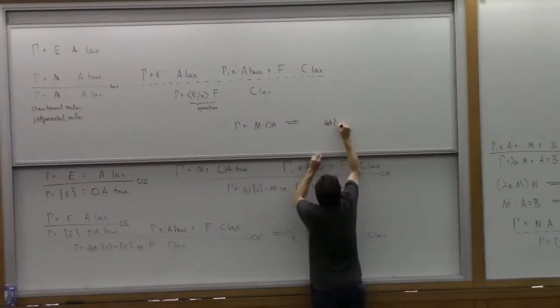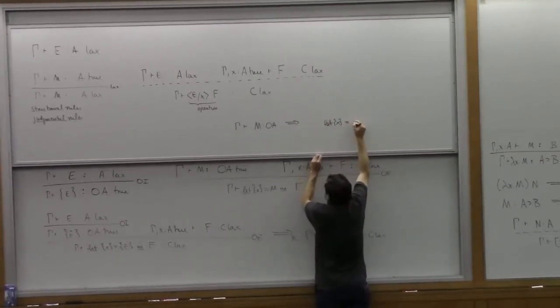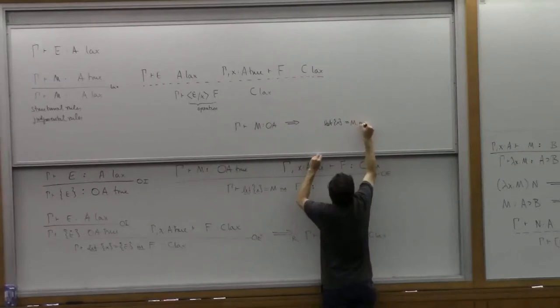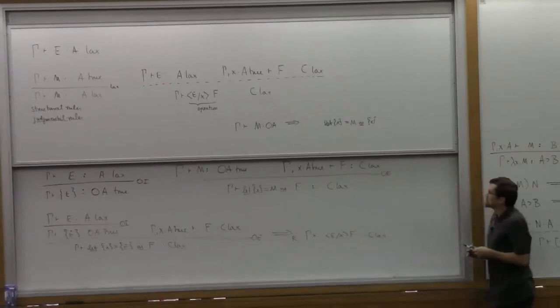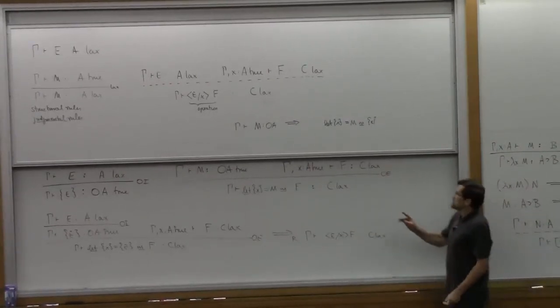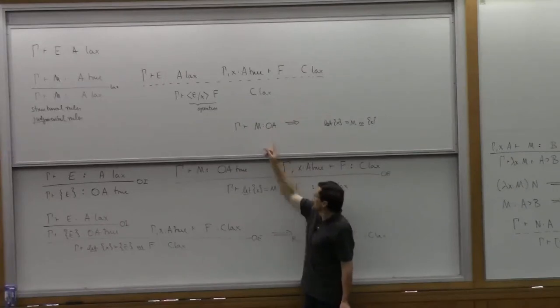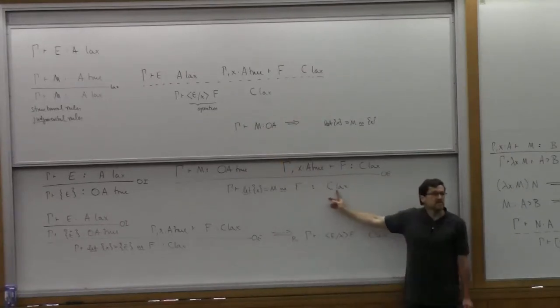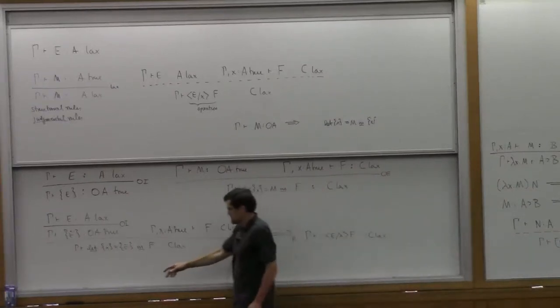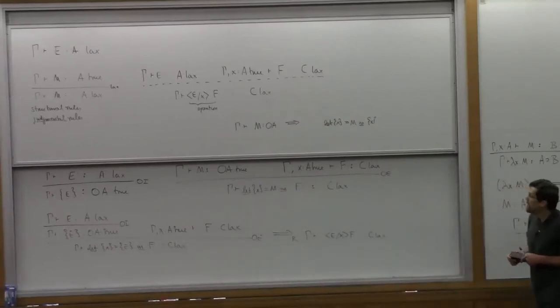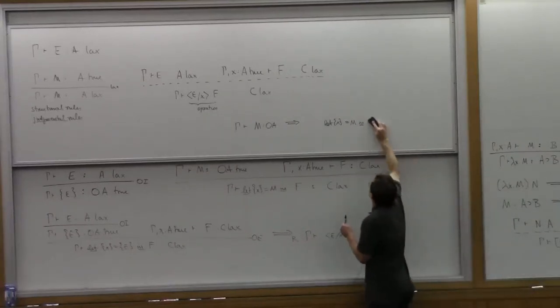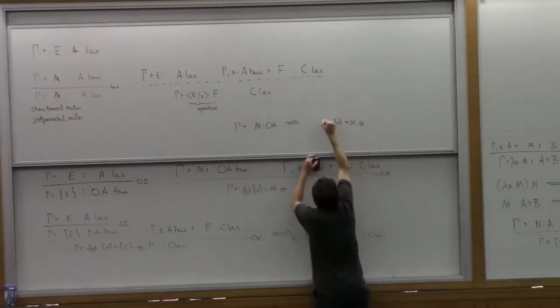Let x equals m. Okay, so that's actually not quite right, because M is of type circle A. The conclusion of this actually has to be C lax. So it's not quite right. So how do we fix it? Exactly. So we have to move the brackets outside.